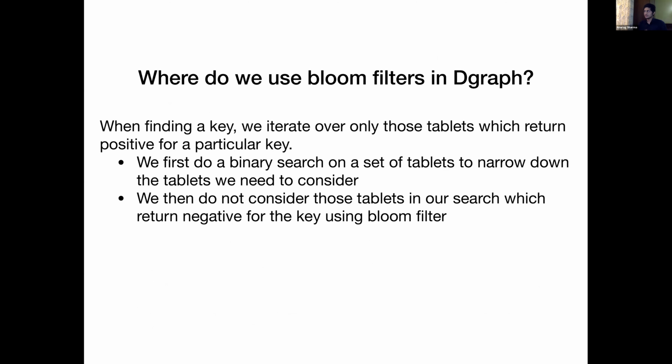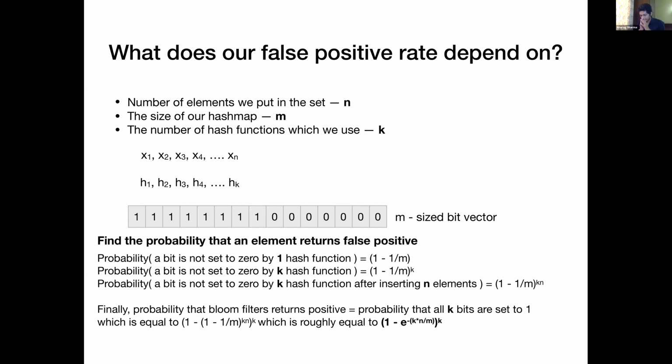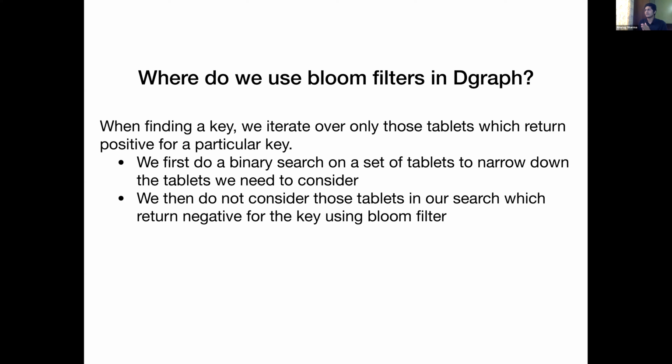Then where do we use Bloom filters in Dgraph? Now you know that Bloom filters are useful when you are okay with a few false positives and you want to save space instead of using hash maps. One particular use case is that suppose you want to find a key in your database, which is stored in Badger inside some tablets.